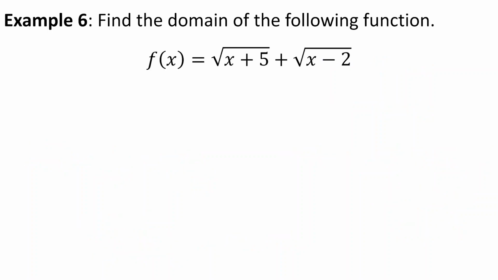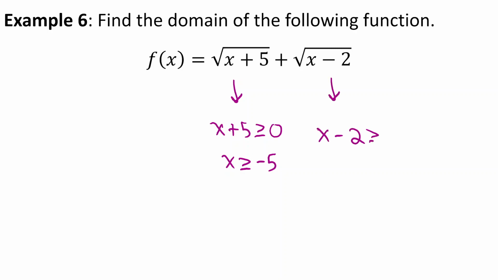Last example, it may look a little tricky to find the domain of these two functions, but it's the square root of x plus 5 plus the square root of x minus 2. So the first thing we have to do here is look at the domain of both radical functions separately. So here I'm going to do x plus 5 is greater than or equal to 0, which gives me x greater than or equal to negative 5. And for the second function, it is x minus 2 greater than or equal to 0, which gives me x greater than or equal to 2.